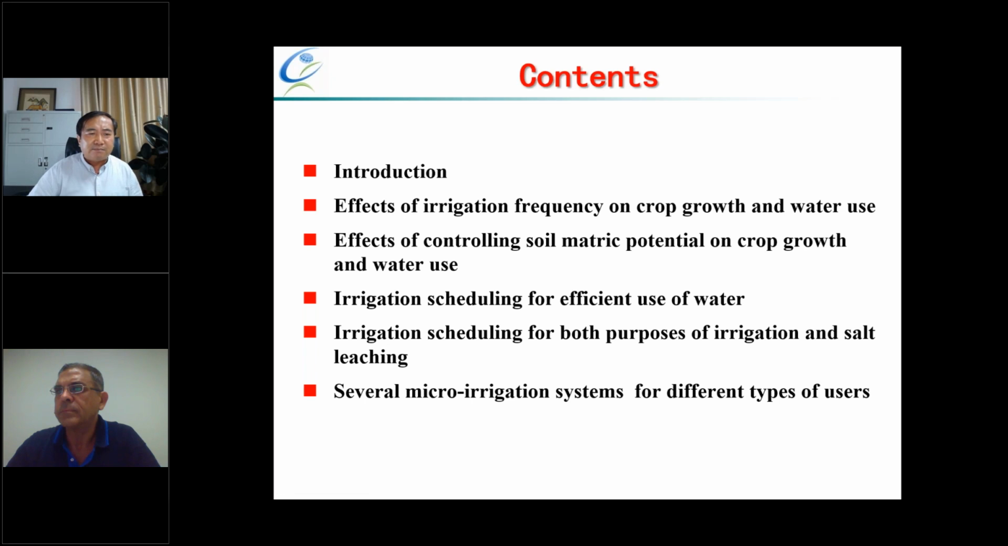Today, the contents of my lecture include, first, introduction. Second, effects of irrigation frequency on crop growth and water use. Third, effects of controlling soil moisture potential on crop growth. Fourth, irrigation scheduling for efficient use of water. And irrigation scheduling for both purposes of irrigation and fertilization. And lastly, finally, I introduce several micro-irrigation systems for different types of users.